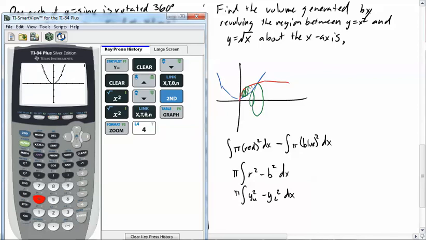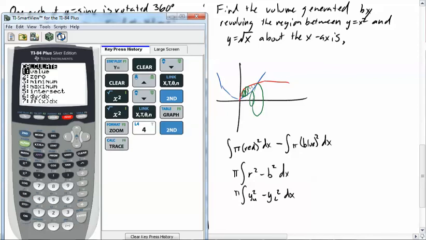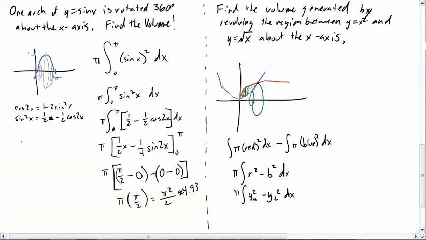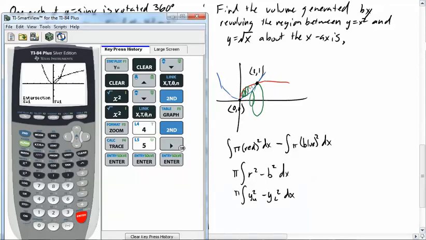Alright, so there we go, there's my x squared, there's the square root of x, and then I'll go second calc, and I'll find the intersection. Okay, and we'll go a little bit closer to, I guess that's the first curve, second curve, and then my guess I'm going to put right there. Of course, it'll give me my intersection of 1, 1. And then I do know that they cross here at 0, 0. All right, and so now I should be able to do the integral.